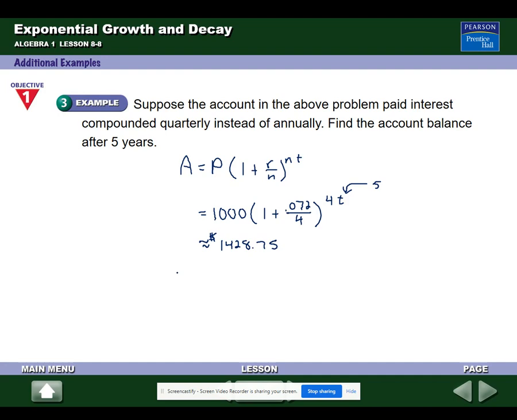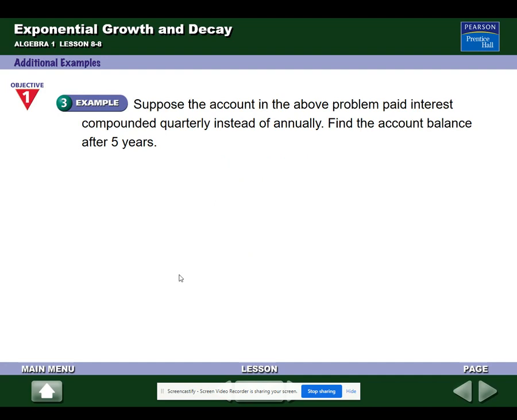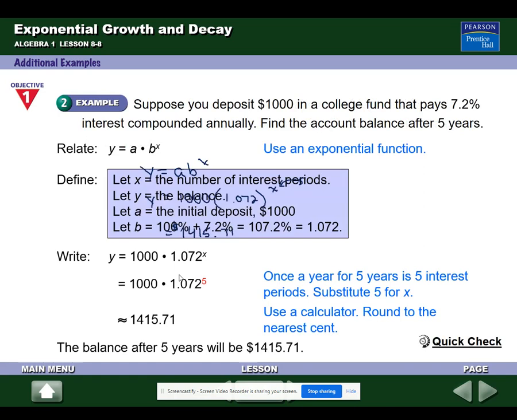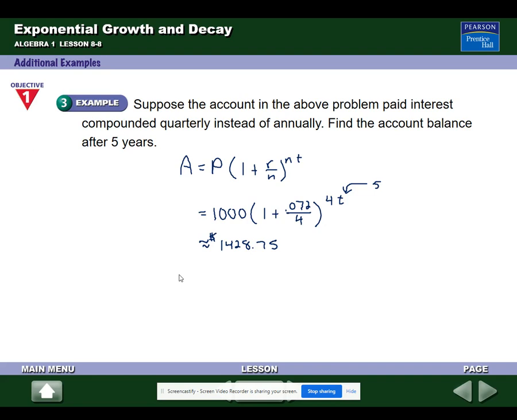And what they want you to do now is compare the numbers. Okay, you got 1428.75 when it was compounded quarterly. You got 1415 when it was compounded annually. So it is to your advantage to have more compoundings. If you did this monthly, real quick, it would just look like this.